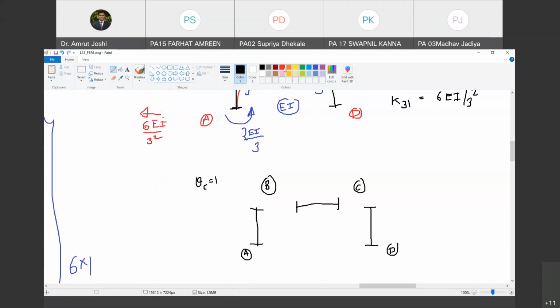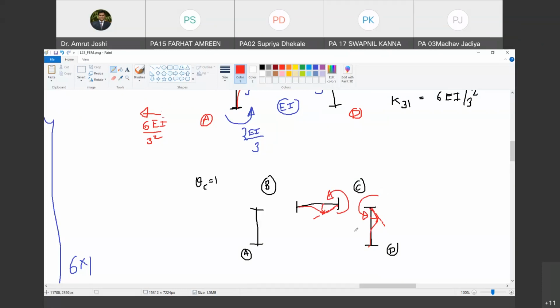So when I make theta C equal to 1, anti-clockwise rotation, how should it look? It should look like this. How does the deformed shape look like? Something like this. Yes. To have this anti-clockwise rotation, I will have to provide an anti-clockwise moment here. I will have to provide an anti-clockwise moment here.